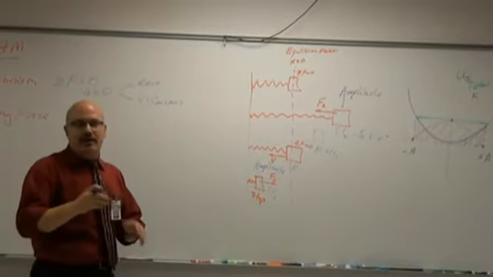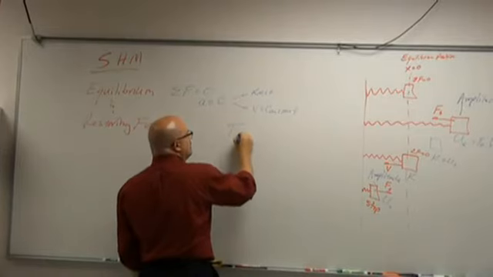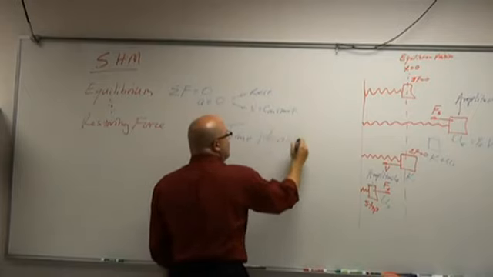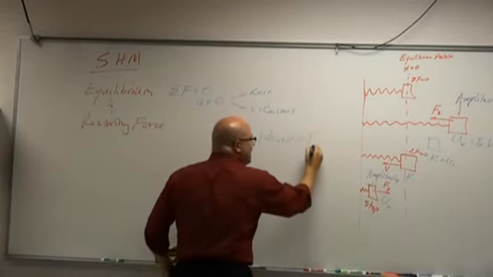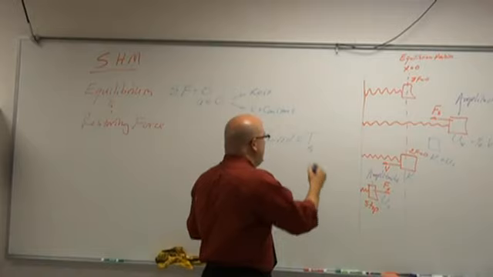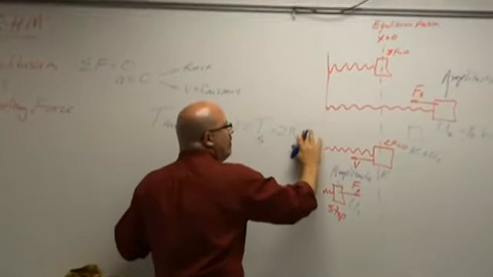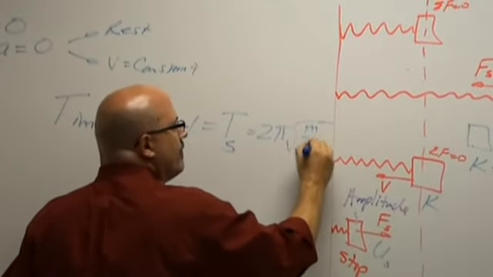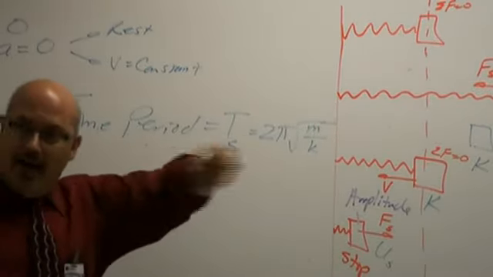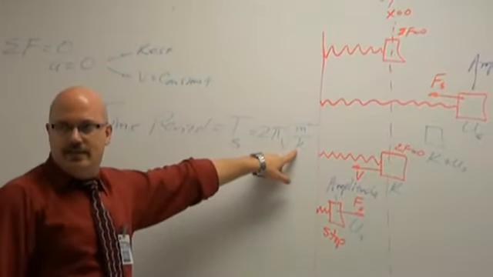Now, I'm just going to throw this in because we're in this section. The time period for a spring. The time period T for a spring mass system, simple harmonic motion, is equal to 2 pi square root of M over K. L was pendulum, I did the wrong one. This is how long it takes for it to go out and back, or to complete one cycle. So M is the mass, K is the spring constant.